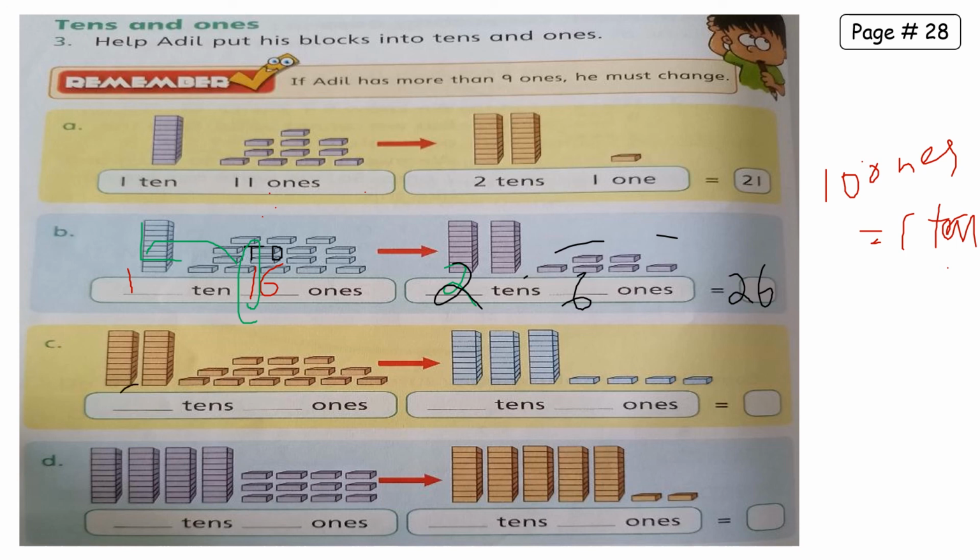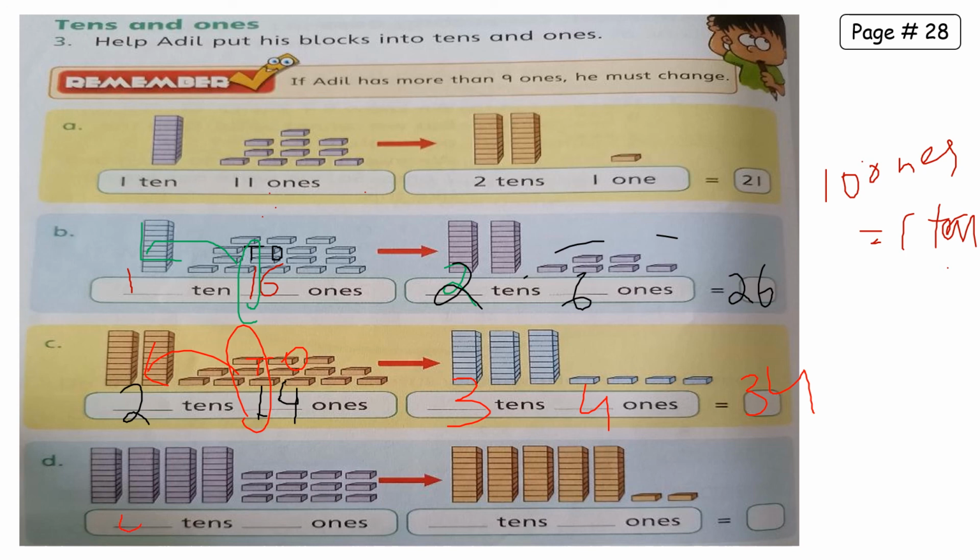Similarly again here we have 2 tens and how many ones are here? Let's count them. These are 14 ones. So if we have 14 ones here, it means that we have 4 ones and 1 ten. So this 1 ten will shift here. It will become 3 tens and we will be left with 4 ones. So it has become 34.